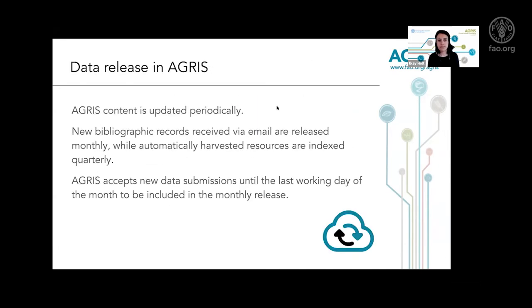Yes, and I think we should reinforce that data release in AGRIS happens monthly, because new bibliographic records received by email or uploaded in this backend service are released monthly. But automatically harvested content is released quarterly. AGRIS accepts new data submissions until the last working day of the month, and in the following month, all the new data gets released. So this gives us quite up-to-date content from our data providers. We don't keep them for months. We make a point of releasing every month.